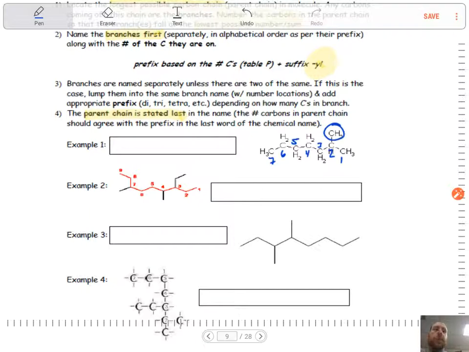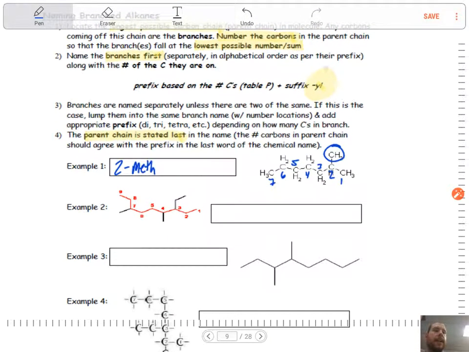So we're going to start with the number of the carbon that the branch is coming off of. This is going to be 2, using a dash next. Now, name this branch. How many carbons do I have? I've got 1. My prefix for 1 carbon is meth. Notice here, step 2, for the branches we put the suffix -yl at the end. So this is 2-methyl. Then I'm going to name the rest of my chain. 1, 2, 3, I've got 7. My prefix for 7 is hept, so heptane. This is called 2-methylheptane.